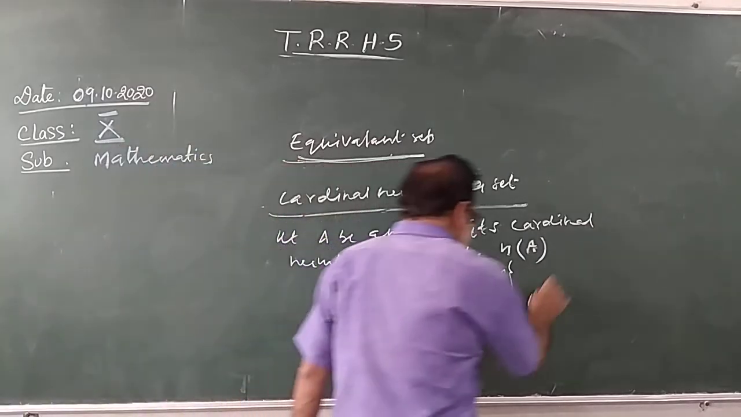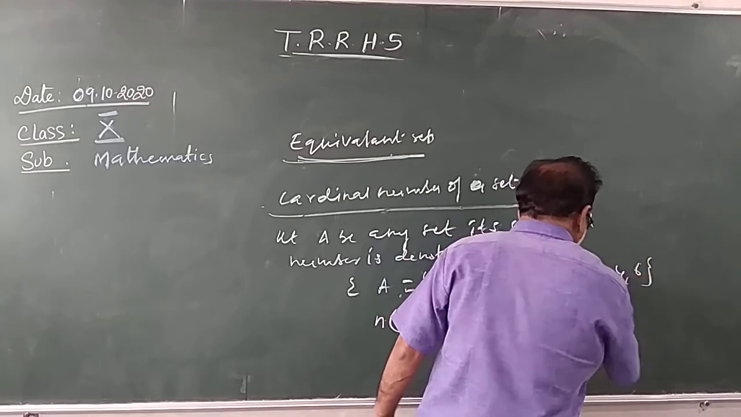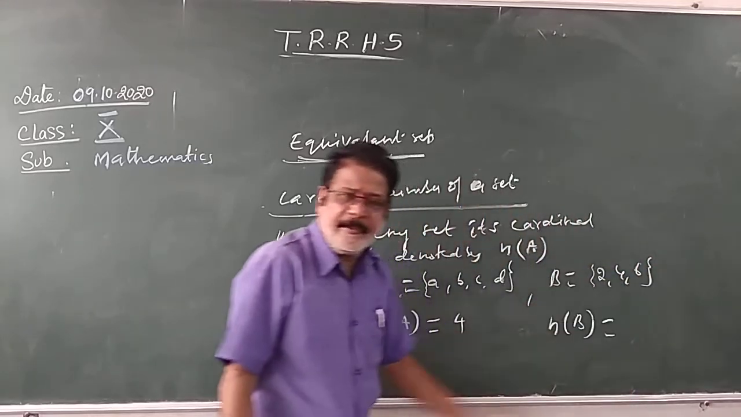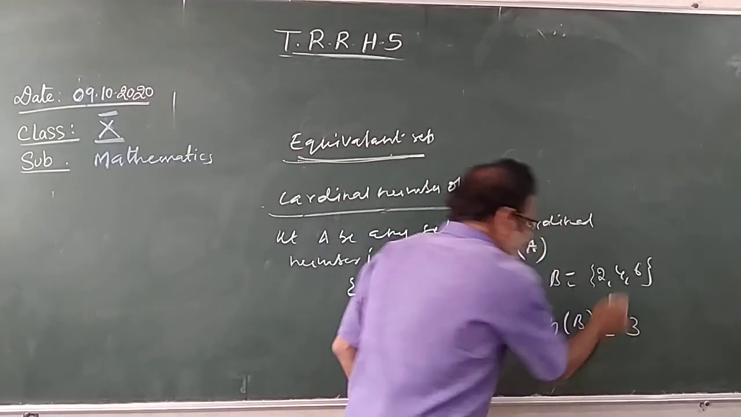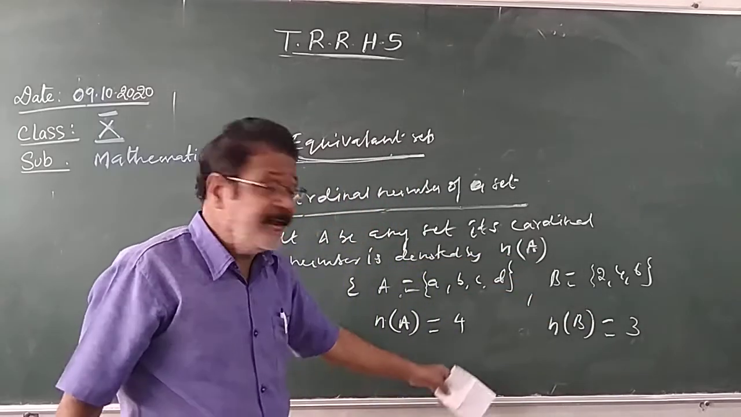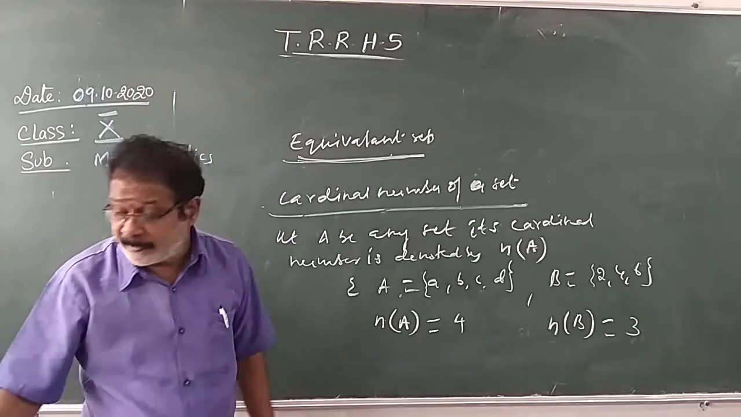For example, B is equal to {4, 5, 6}. What are the elements of B? Number of elements in B. What is the cardinal number of B? The cardinal number of B is 3. N of B equal to 3. Why? Because there are 3 elements in B. That is why n of B equal to 3. Now I hope you understood cardinal number.